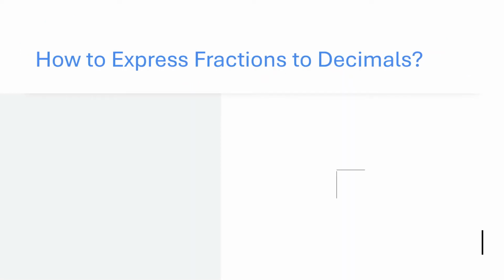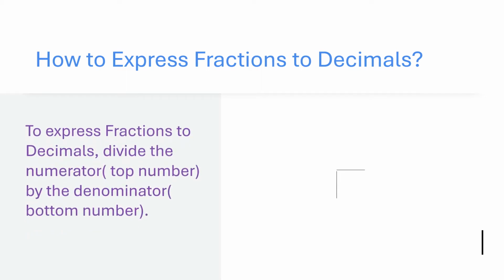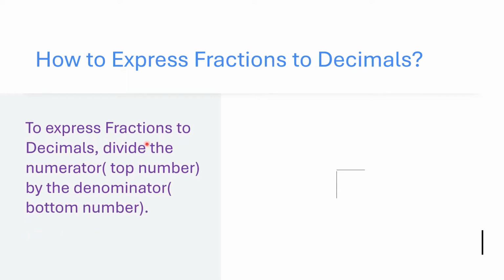Okay, so how do we express fractions as decimals? To express fractions as decimals, divide the numerator by the denominator. For example, we have 1/2, which means 1 divided by 2. So 1 here is the numerator, which goes inside the division sign, and 2 is the denominator, which goes outside, or what we call the divisor.